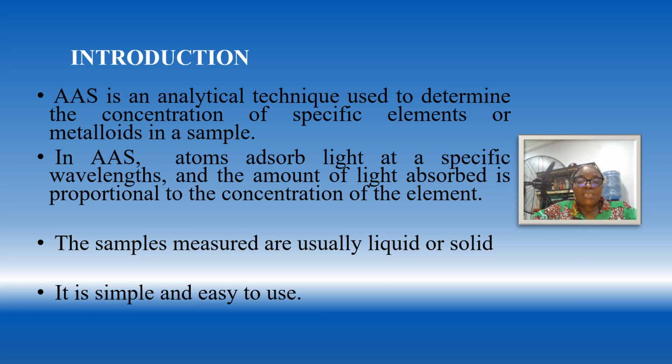AAS is an analytical technique used to determine the concentration of specific elements or metalloids in a sample. In AAS, atoms absorb light at a specific wavelength, and the amount of light absorbed is proportional to the concentration of the element. The concentration of the elements is determined from a working curve after calibration of the instrument with standards of known concentration. That will be in our next lecture. The samples measured are usually liquid or solid. It is simple and easy to use.